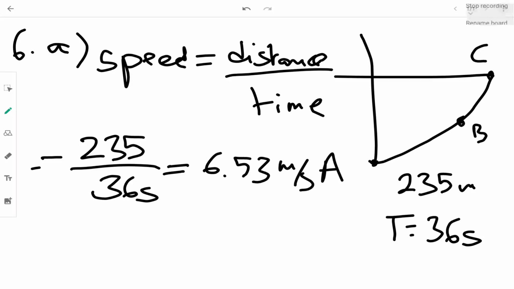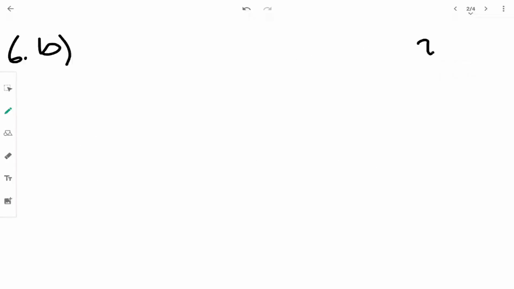For number 6 part B, they want you to calculate the magnitude of the acceleration of the car. You already have v from the last part, 6.53 meters per second, and you need to calculate r. I'm going to give you a few seconds to answer the question and then I'm going to come back.